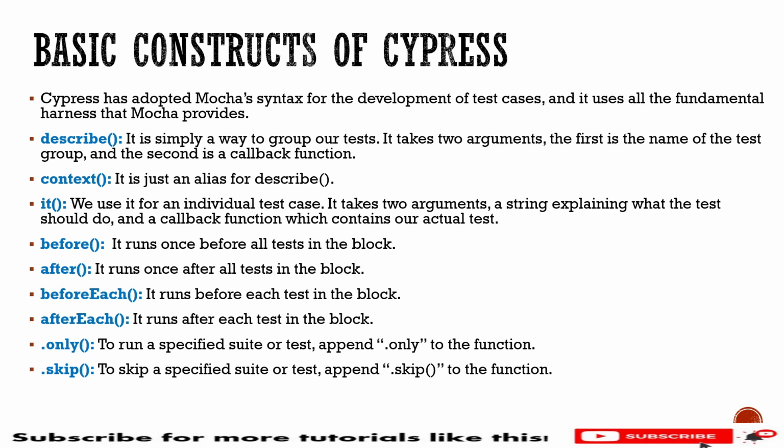And then it comes to the it method. We use it for individual test cases. It takes two arguments: a string explanation of the test case, what it should do, and the callback function, which contains the actual test.